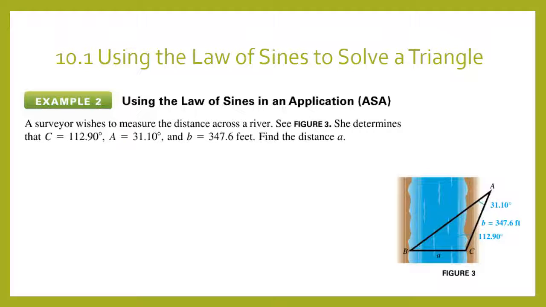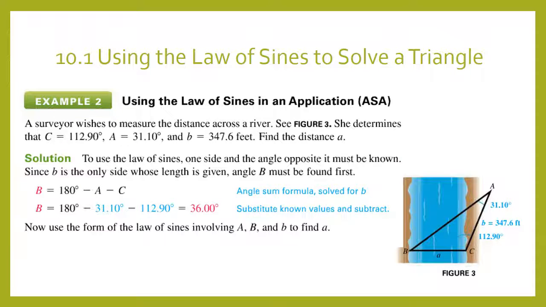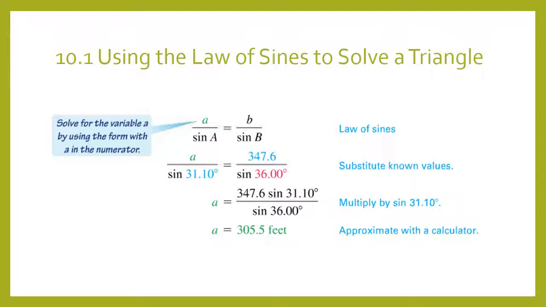Here's an application problem using the law of sines. Read over this, pause the recording, give it a try, and resume to check your answer. Okay, all you had to do for this one, you did need to find angle B in order to solve it, so that you have angle B and side B both. And then the only thing you need to find is A of sines. And we'll solve for the variable, and we get that it's 305.5 feet.